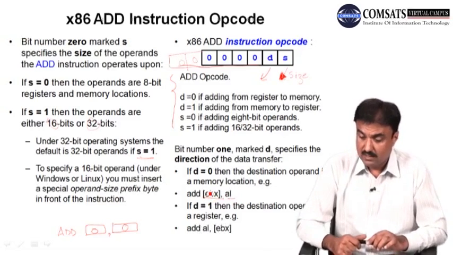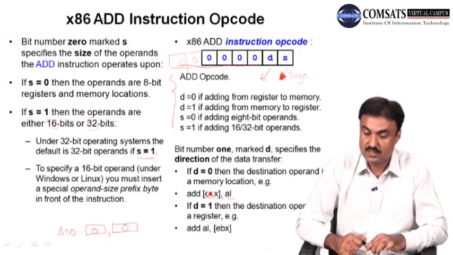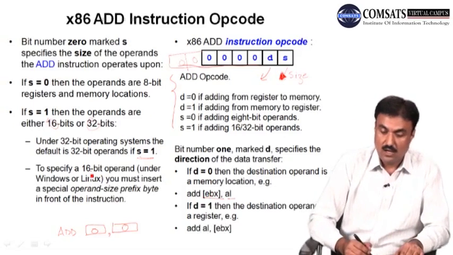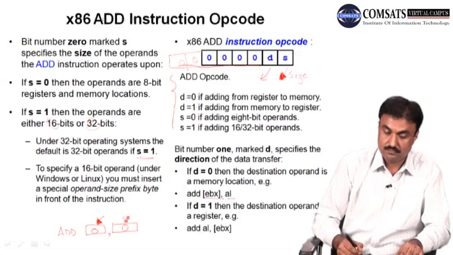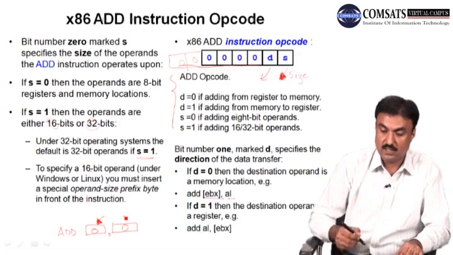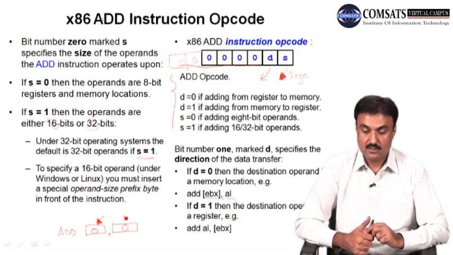If D is equal to 1, then the destination operand is a register. If D is equal to 1, this should be a register. We are not sure whether this can be memory or a register here. It must be mentioned by the MOD-REG-R/M byte and so on.